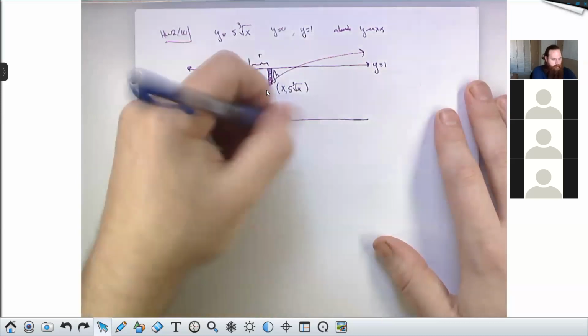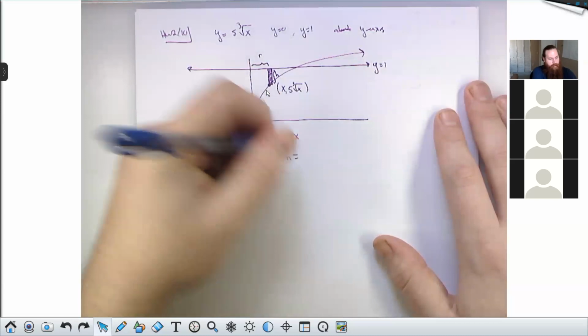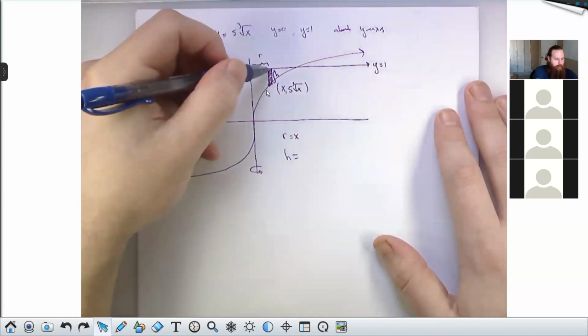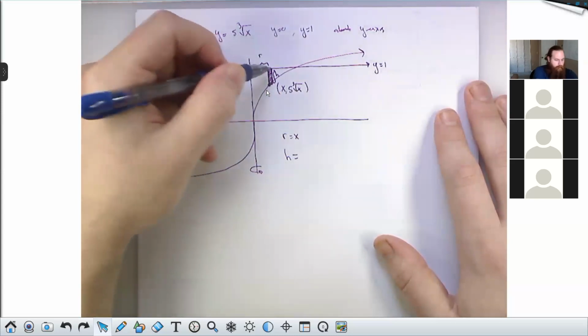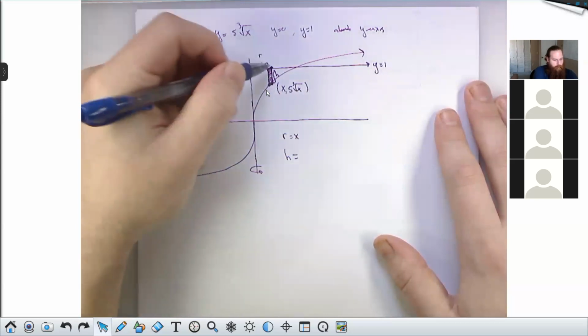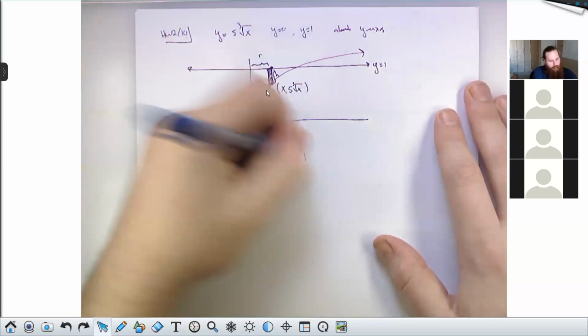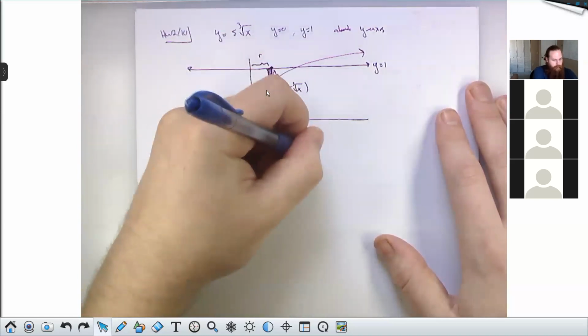So r again here is just going to be x, but h is a little bit novel now. The height of this strip is this y value minus this y value. The y value up here is 1. And the y value here is 5 cube roots of x.